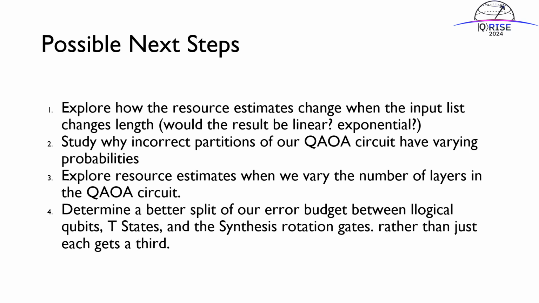The second thing we'd like to look into is why incorrect partitions of our QAOA circuit have varying probabilities. If they are all wrong and they all have equal distance, why are some getting higher error rates than others? The third is we'd like to explore resource estimates when we vary the number of layers in our QAOA circuit. Lastly, we would like to determine a better split of error budget between logical qubits, T-states, and the synthesis of rotation gates, rather than dividing our error rate equally between the three options.